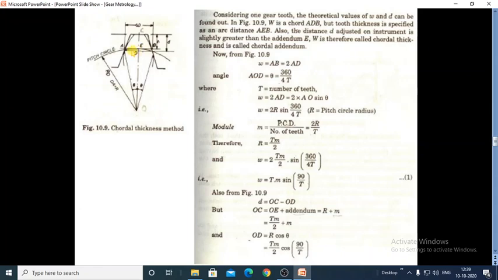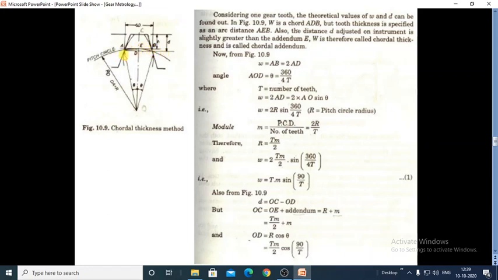Here W is assumed as AB, and AD is there, so AB is 2 times AD, and the angle AOD. But before that, let us see, consider one gear tooth. The theoretical values of W and D can be found out. W is a chord ADB, but tooth thickness is specified as an arc distance AEB.